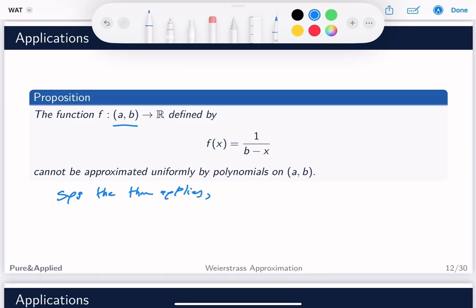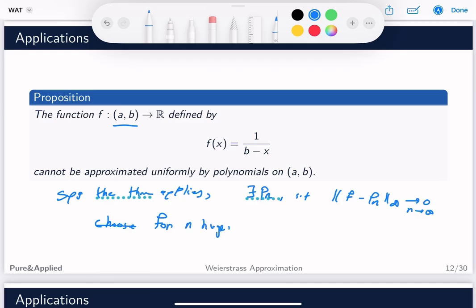Well, then we know that there's a sequence of polynomials Pn such that the infinity norm, or the sup norm, of f minus Pn goes to 0 as n tends to infinity. So for n big or huge, the sup norm could be made less than 1, which means 1 over b minus x is bounded by the sup norm of Pn plus 1, for instance. So this is for large n.